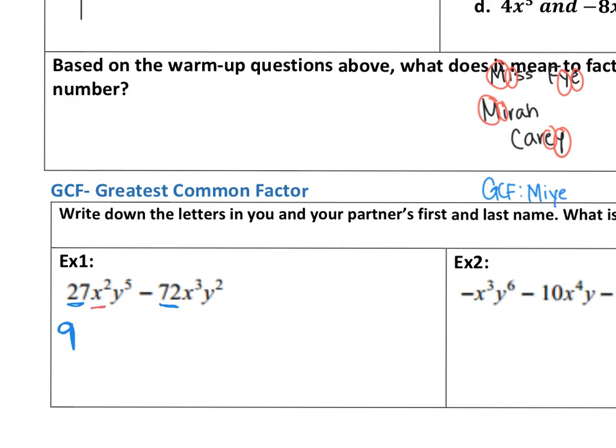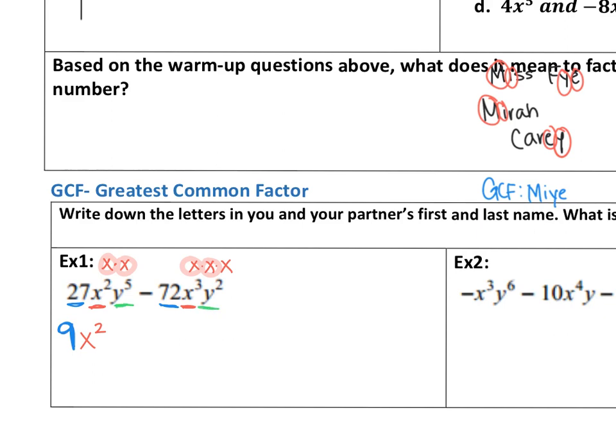Then I'm going to think about the x's and what they have in common. If you think about x squared, that's x times x. And this is x times x times x. So if I'm thinking about this as to what they have in common, they have 2 x's that I can take from both of them. So my GCF here is x squared, right? And then the last thing I'm going to look at is my y's.